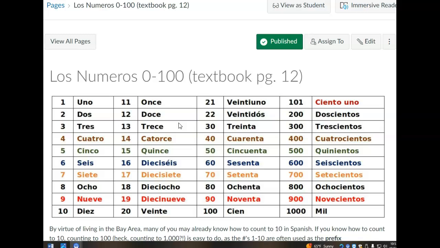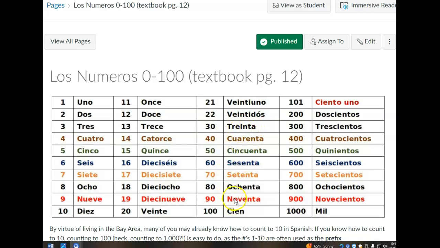And then 21 through 29 are going to be all together one word, the tens place, 20, combined with the ones place, 1 through 9. 21, 22, 23, 24, 25, 26, 27, 28, 29, 30.